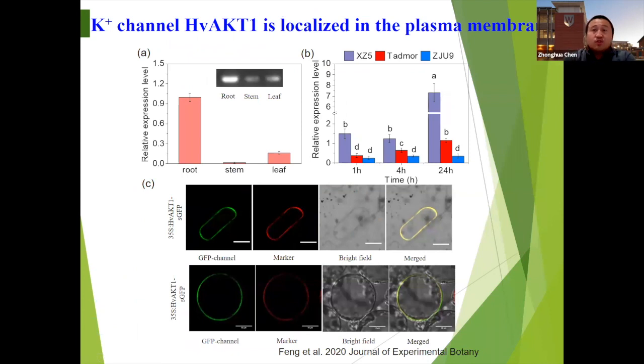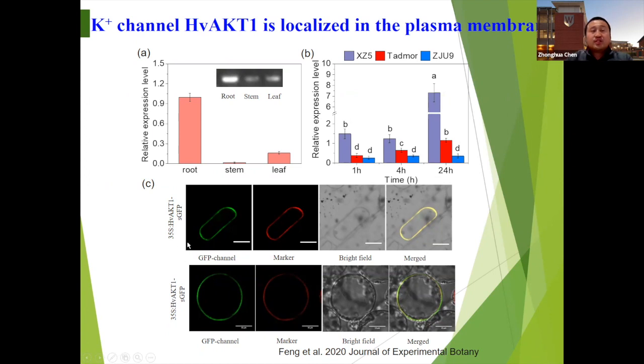So with all those basic bioinformatics and molecular evolution analysis, now we get into the functional analysis of those potassium transporters. We cloned all those 3 genes, and we found barley AKT1 is localized in the plasma membrane, and it's, of course, as I mentioned earlier, highly expressed in the root, and it's also induced by drought. So we use 3 different barley varieties to see there are different levels of expression.